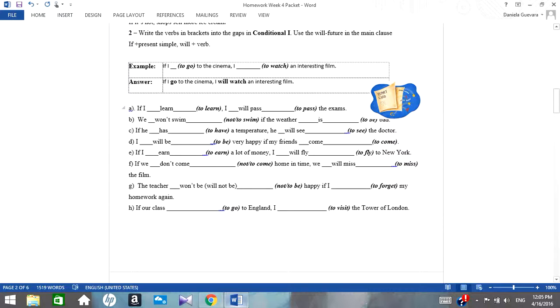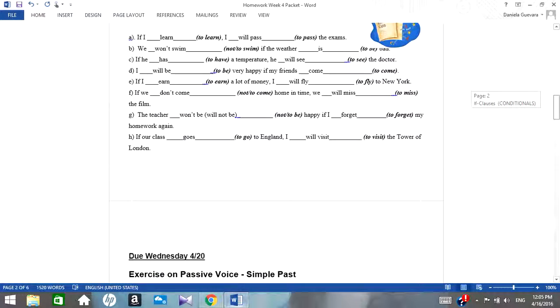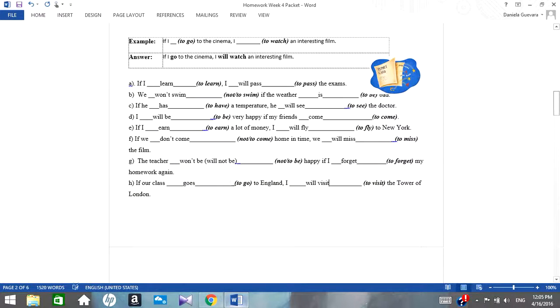If I forget my homework again, if our class goes to England, I will visit the Tower of London. Okay, so that's the homework for Tuesday.